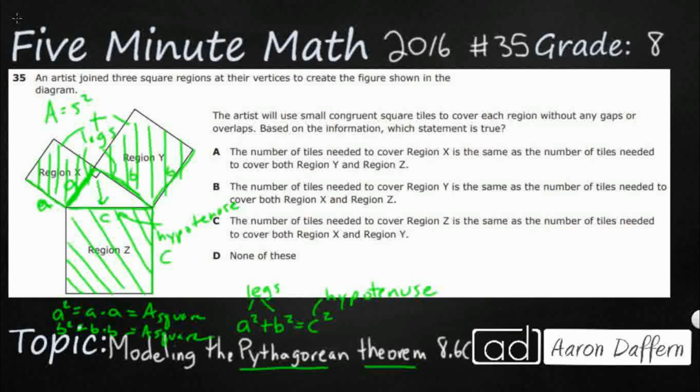So let's see what this says here. The number of tiles needed to cover region X, that's my A, is the same as both B and C. Nope, that's not going to work. The number of tiles needed to cover region Y, I labeled that my B, is both A and C. No, that's not going to work either. Let's check this. The number of tiles needed to cover region Z, C, equals the same as number A and B. Yeah, because C squared equals A squared plus B squared. So that is my answer, C.